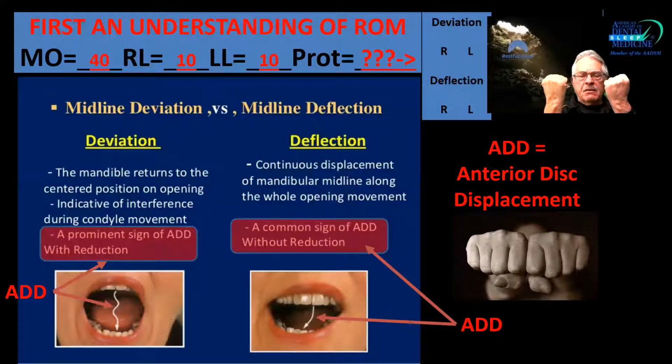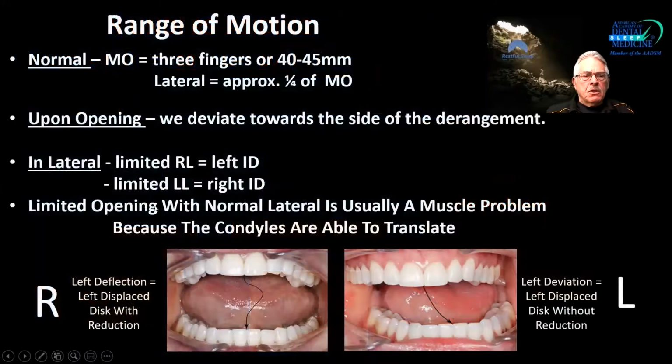So you're probably going to have to mimic what I'm doing here because the image is not quite right to left, okay? But the takeaway there is that upon opening, the mandible will deviate towards the side of the derangement. We're going to look at that a little bit closer here.